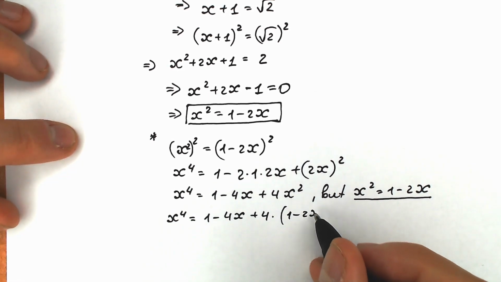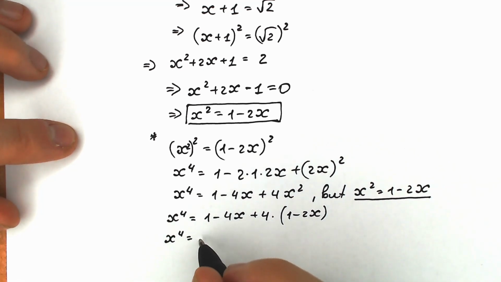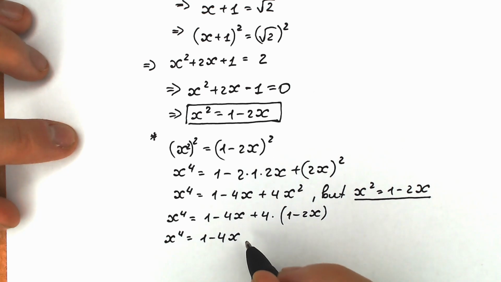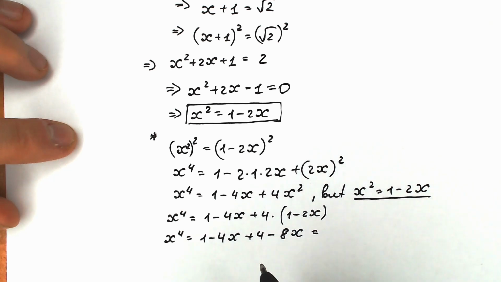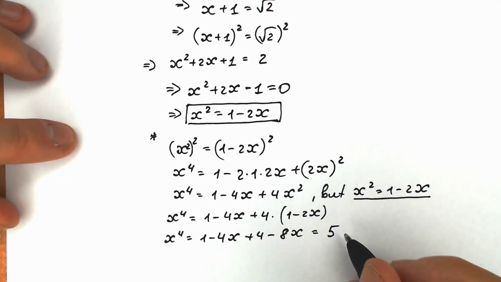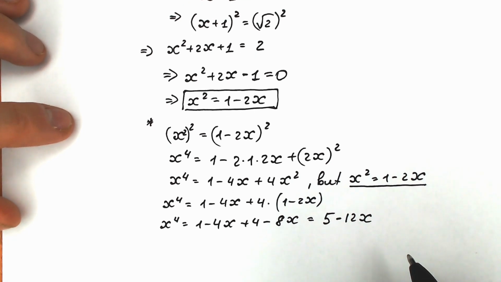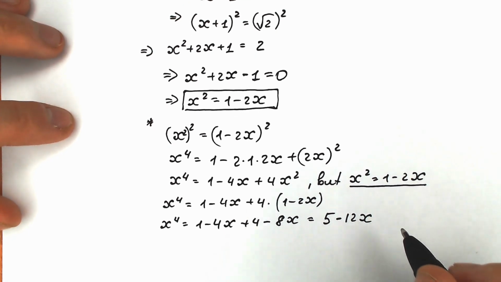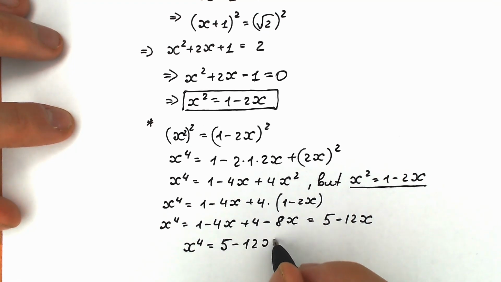So x to the 4th power equals 1 minus 4x plus 4x squared, and that is 1 minus 4x plus 4 minus 8x, which is equal to 5 minus 12x. Let's write this expression here on this line, which is extremely important for us: x to the 4th power equals 5 minus 12x.